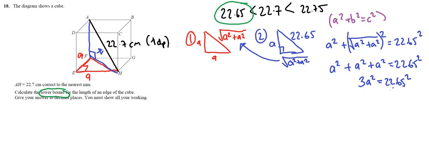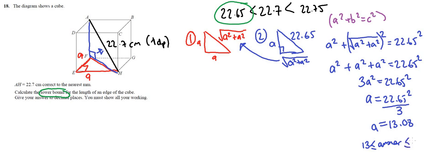So now all I have to do is divide this by 3. A squared equals 22.65 squared, all divided by 3, and that gives me that A is equal to 13.08. The mark scheme said your answer needs to be between 13 and 13.1, so anything in that range will give you that. That's fine.